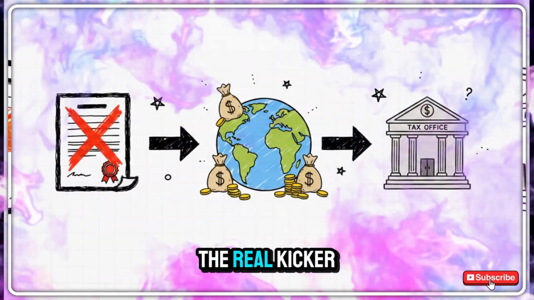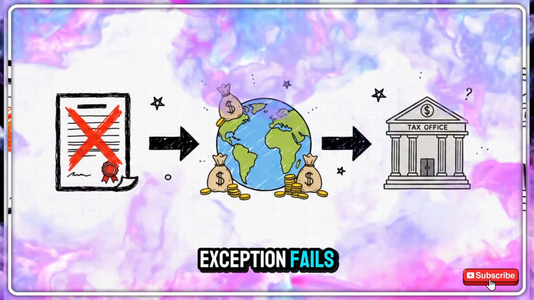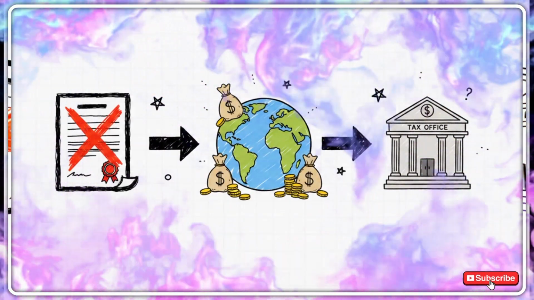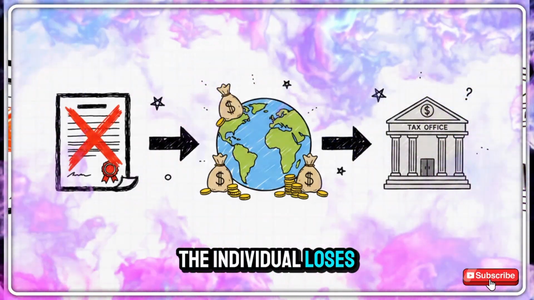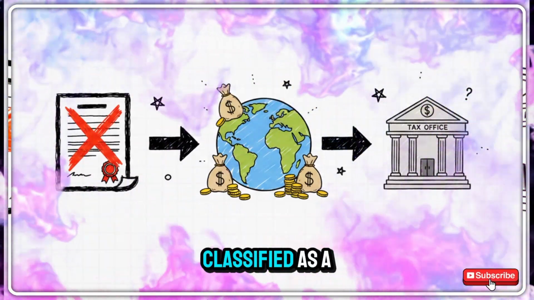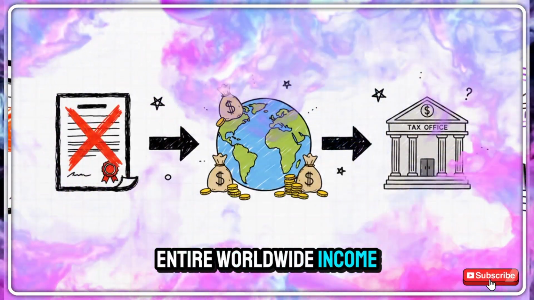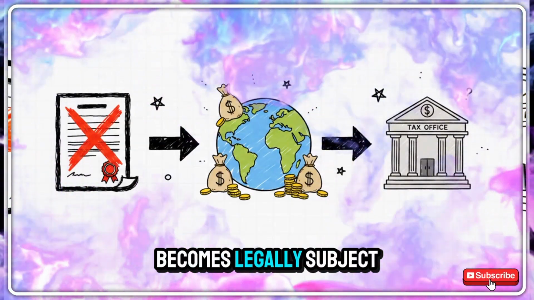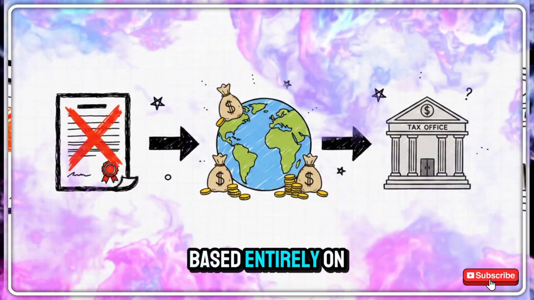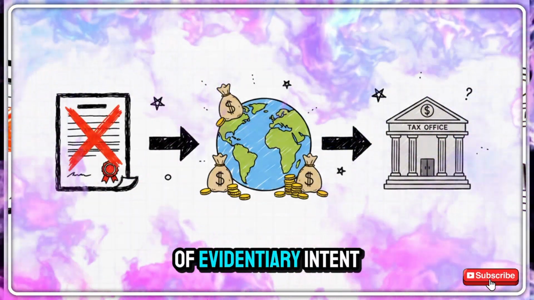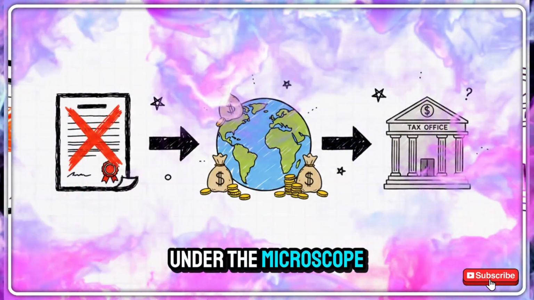And here is the real kicker. If the mathematical timeline is exceeded, and the intent exception fails because you lack those evidentiary patterns, the consequence is severe. The mechanism triggers. The individual loses their non-resident status and is instantly classified as a resident for tax purposes. This means their entire worldwide income, not just what they earn locally, becomes legally subject to taxation by the host country. It's a massive financial pivot based entirely on statutory timelines and a lack of evidentiary intent. Everything you earn, everywhere in the world, is suddenly right under the microscope.